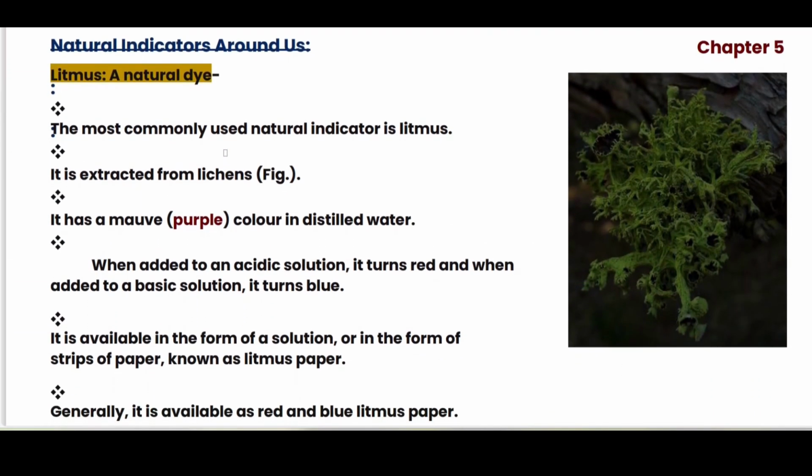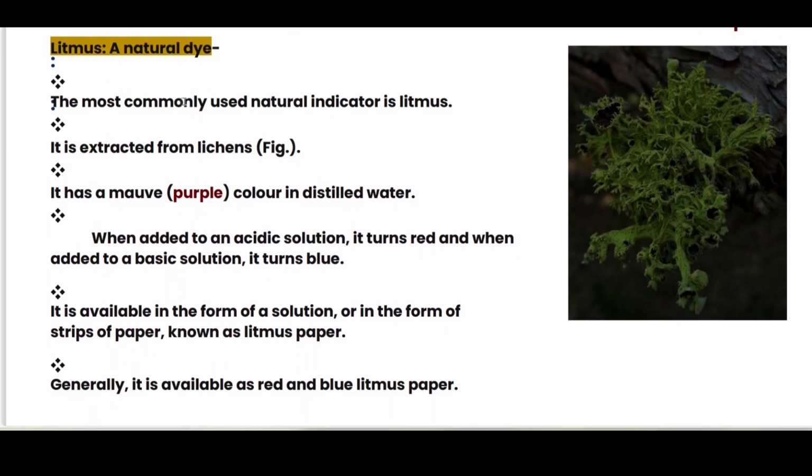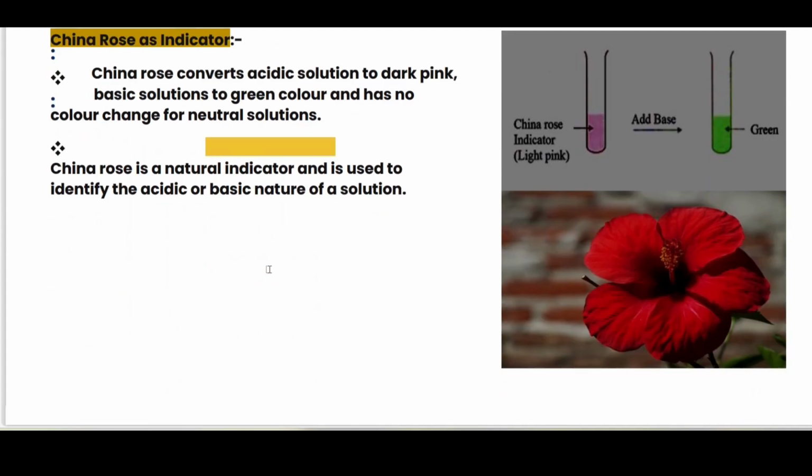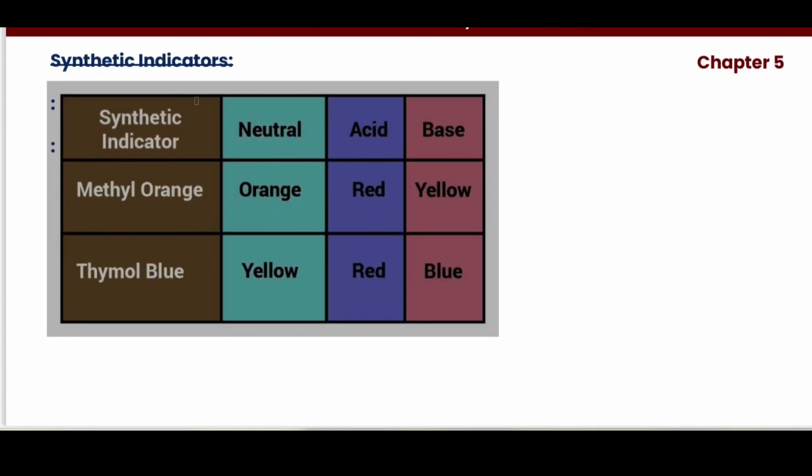Now litmus, a natural indicator. The most commonly used natural indicator is litmus. It is extracted from lichen. This we have learned, this we have revised. Now another kind is synthetic indicators. What are synthetic indicators? The above ones were natural, naturally occurring. Like turmeric, we do not have to make it, it occurs naturally.